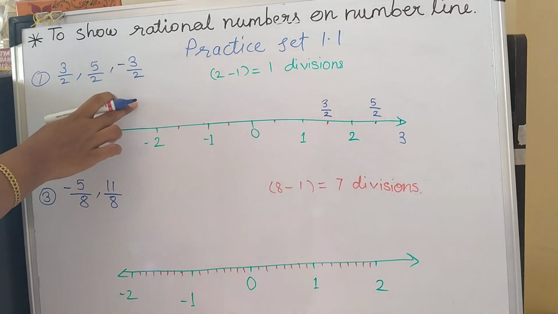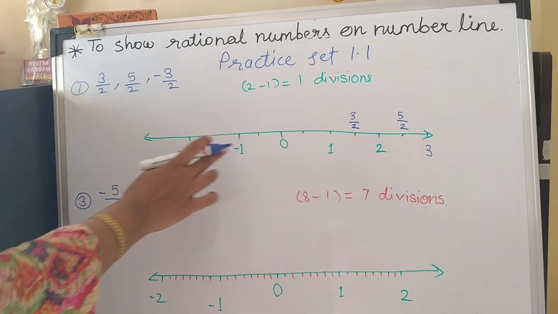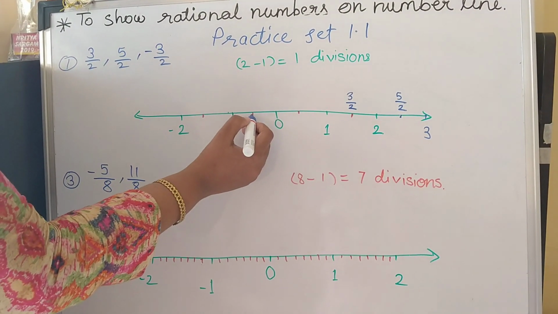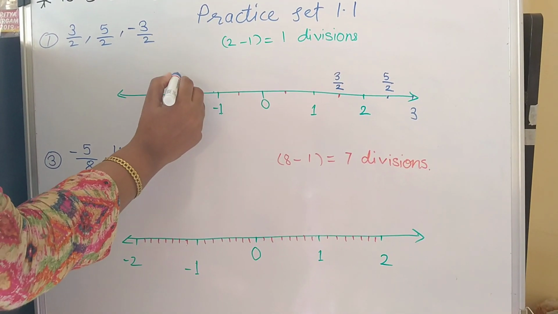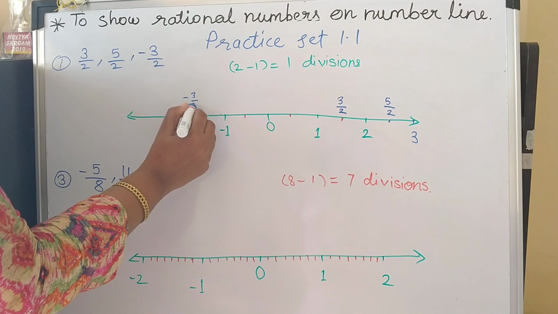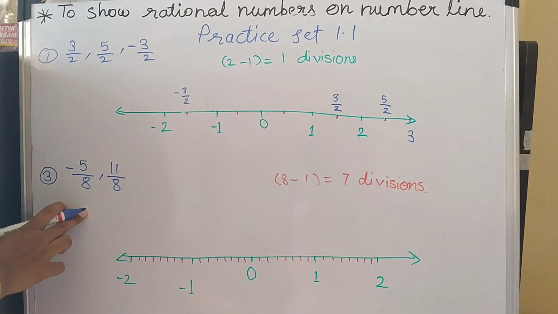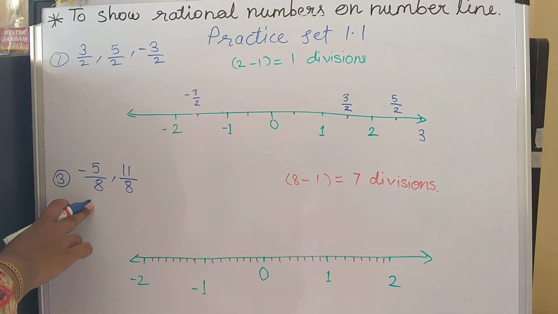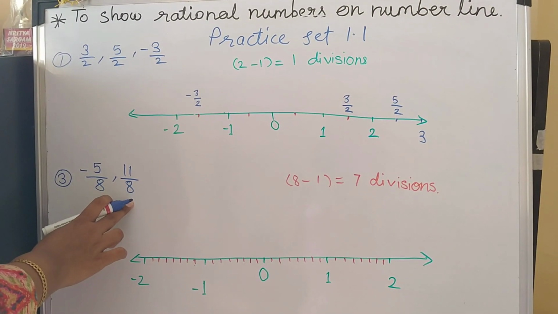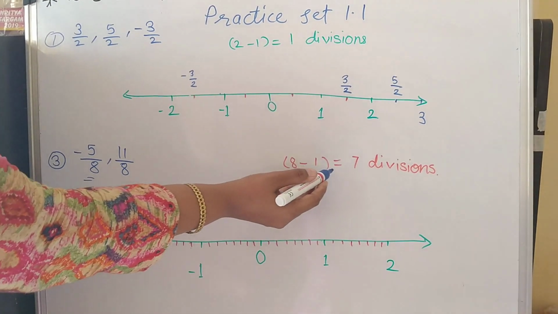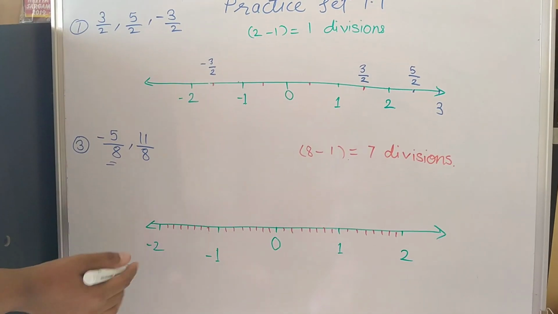Then minus 3 upon 2. A minus number will be on the left side of the number line. 1, 2, 3. Here you will get minus 3 upon 2. Now come to the second question. Minus 5 upon 8 and 11 upon 8. Divisions are 8. So 8 minus 1, 7 divisions.